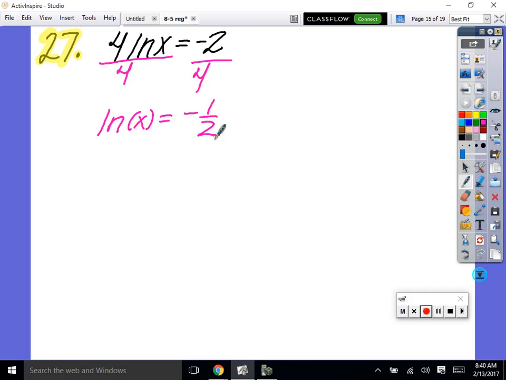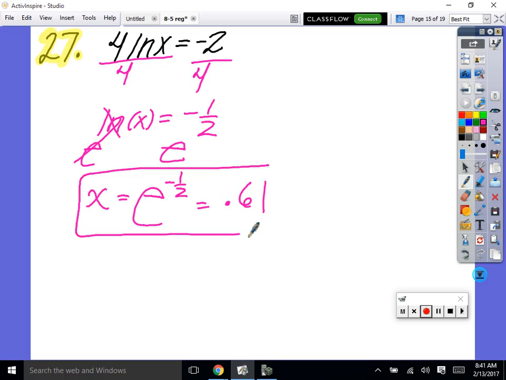How do you undo ln? E, so we e both sides of the equation. ln and e undo each other. So x is equal to e raised to the negative 1/2. So then you would type that into your calculator and you get 0.61.